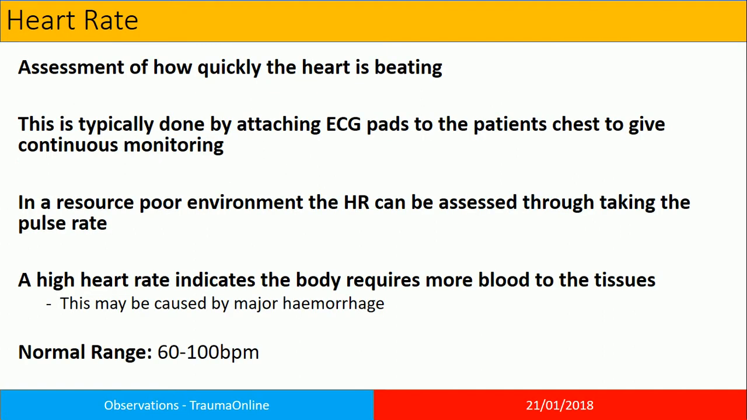The first of these is heart rate. This is assessment of how quickly the heart is beating. You would typically either assess this by placing ECG pads on a patient's chest or by placing an oxygen SATs probe on their finger. If you don't have these available, you can place your hand on the patient's wrist and assess their pulse rate. The patient's heart rate may increase if they require more oxygen to their tissues, and oxygen is carried by blood. Therefore, the heart rate would increase in order to try and increase the oxygen that is carried to the tissues. If the patient is bleeding, for example, their heart rate is likely to increase.